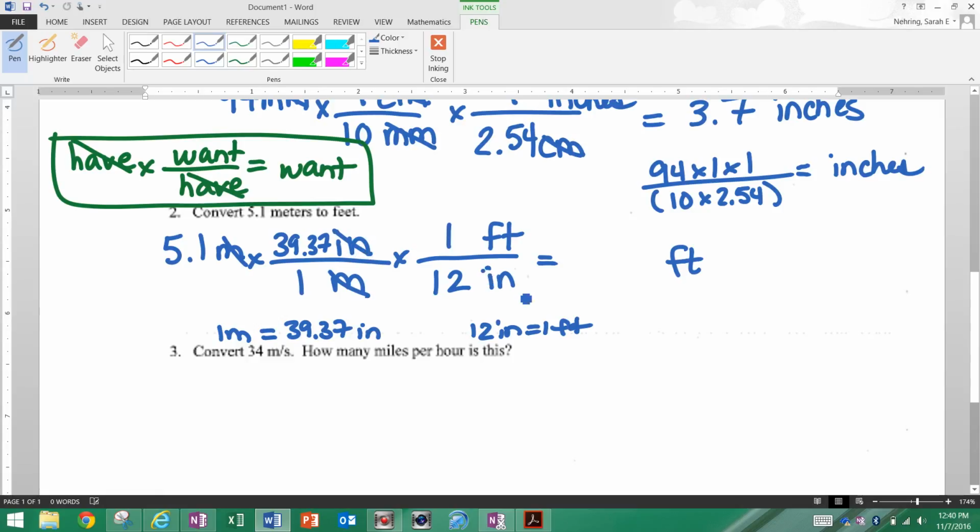So units-wise, inches divided by inches cancels out. So the way that I would solve for this is it's 5.1 times 39.37 times 1. I didn't leave myself a lot of room there. And then on the bottom is 1 times 12. So when you go through and you put that in your calculator and you solve it, you get 17 feet as your answer.